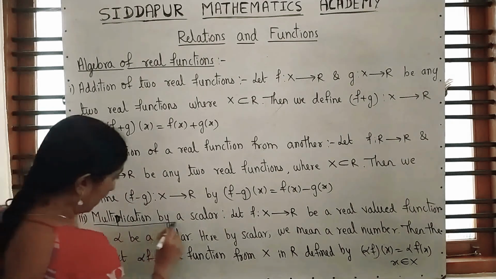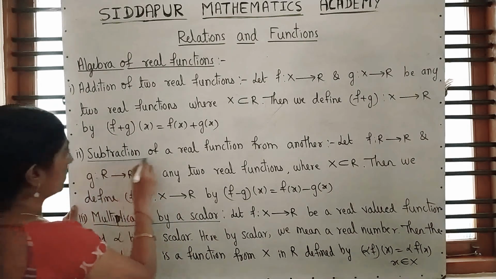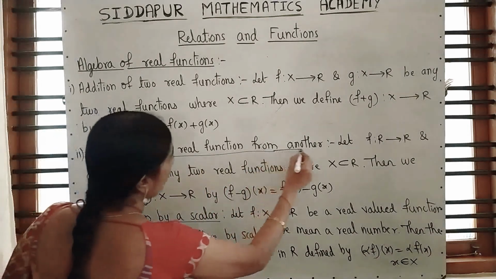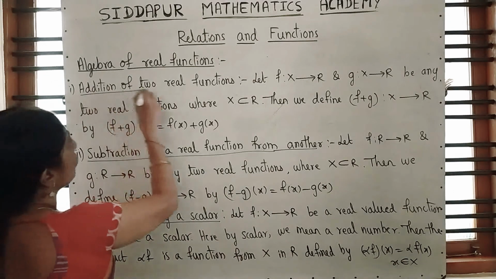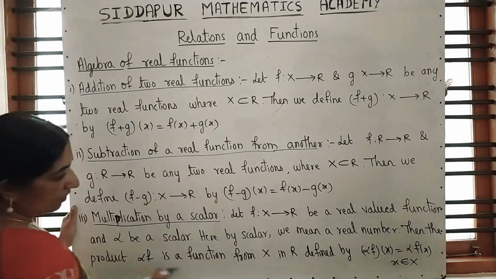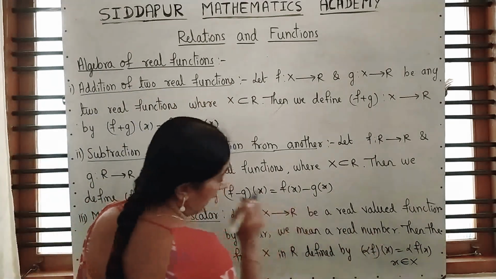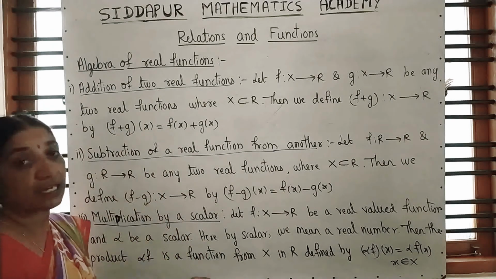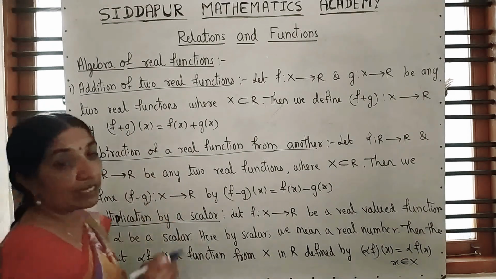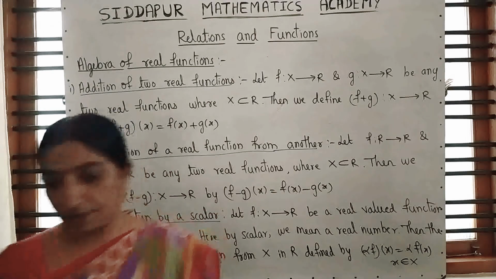See, multiplication by a scalar. This is a subtraction of a real function from another, and addition of two real functions. Here it is multiplied by a scalar. Scalar is nothing but any real number. All the three I will explain with the help of examples.